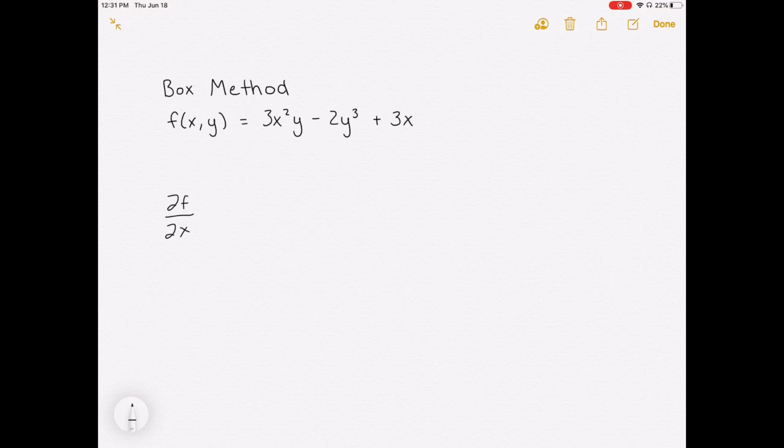Let's start with the partial derivative with respect to x. This notation means that we're going to take the derivative of this function when x is allowed to vary, but y is held constant. So even though it looks like a variable, we're going to treat y as a constant.